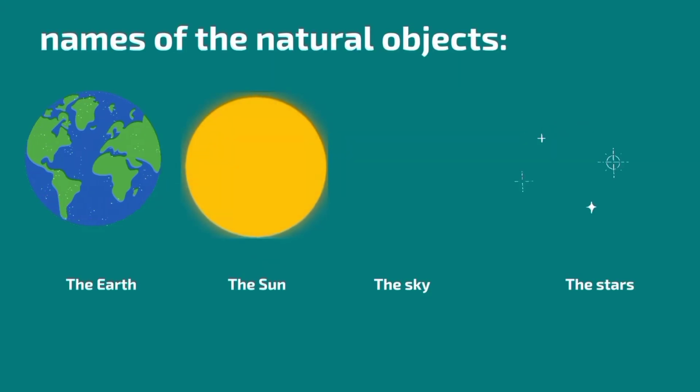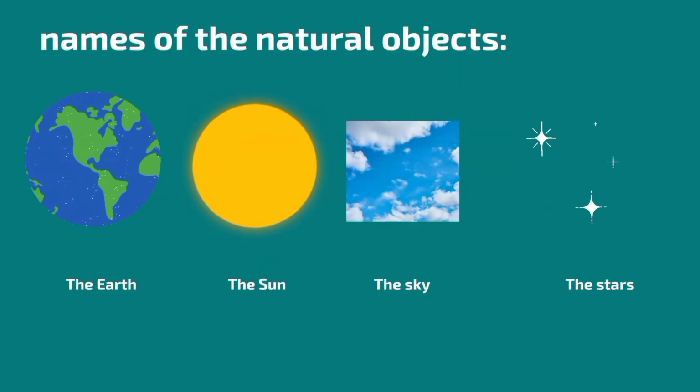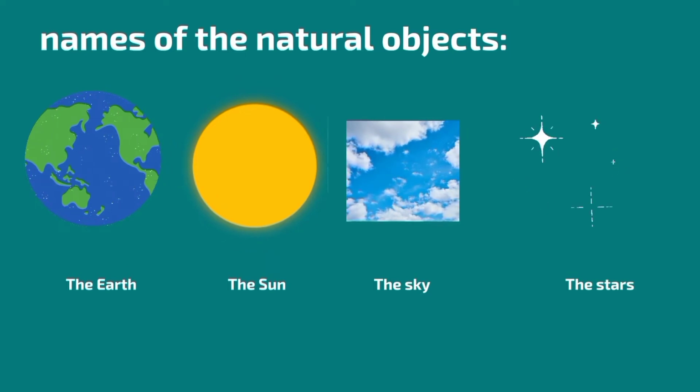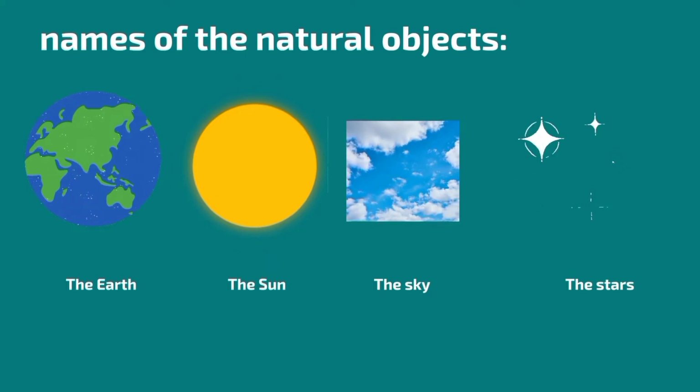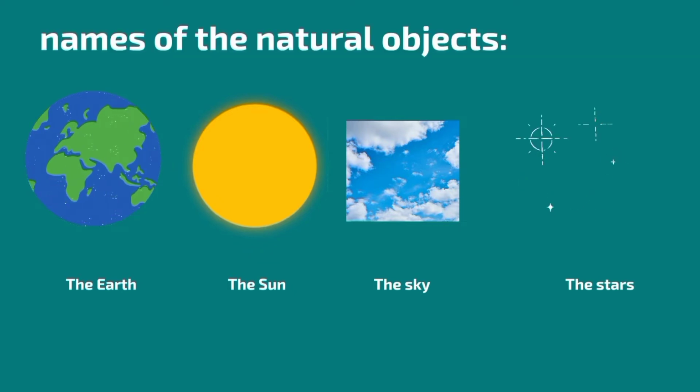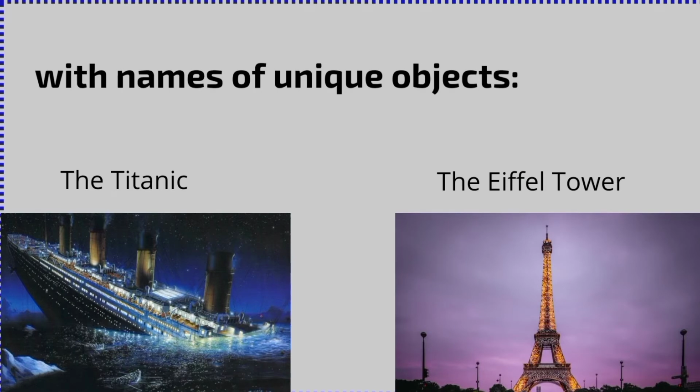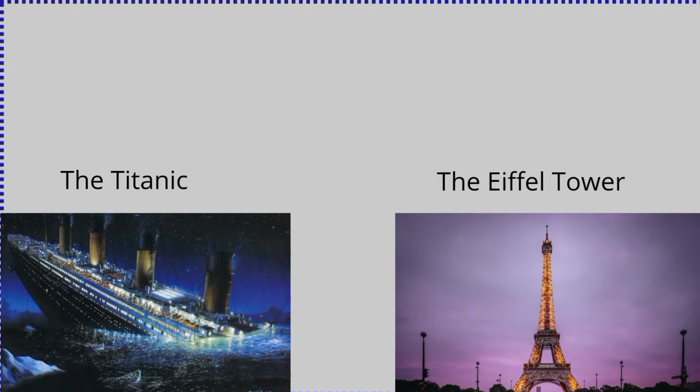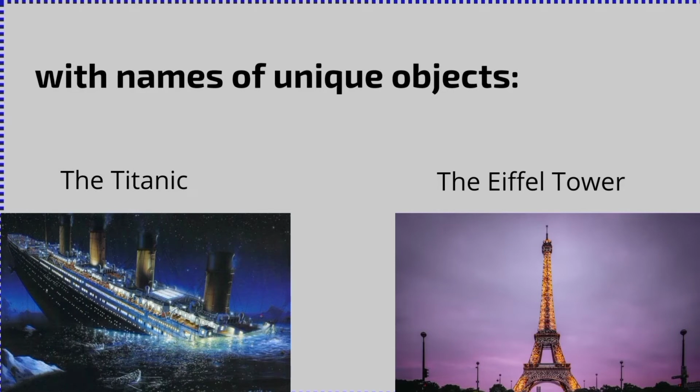To begin with, "the" is used with something that everyone knows as a part of the environment. For instance, the earth, the sun, the sky, and the stars. These are the physical features of the environment. Similarly, the is used with something that everybody knows about. For instance, the Titanic, the Eiffel Tower. Almost everybody is familiar with the Titanic and the Eiffel Tower.